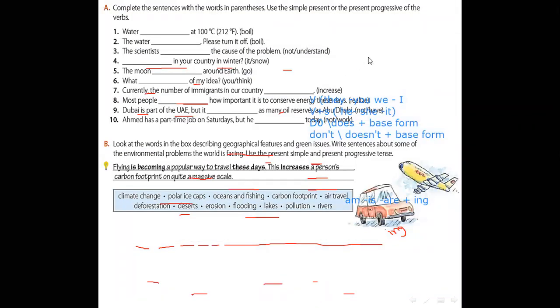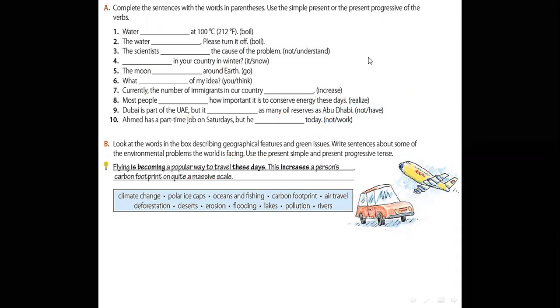Now, are you ready to answer exercise number A? In exercise number A, we should complete the sentence with words in parentheses. Use the simple present or the present progressive of the verb.